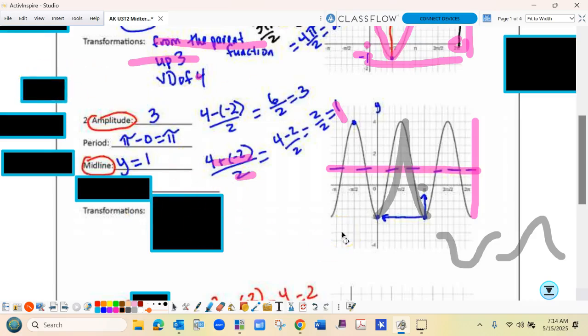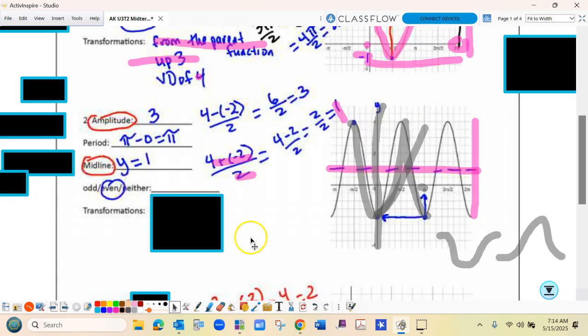As for odd, even, neither, cosine graphs are generally even graphs because they reflect over the y-axis. I can see this U shape from here to here reflecting over the y-axis. That means it's an even graph. In terms of our transformation, it's reflected because the U shape is turned upside down.